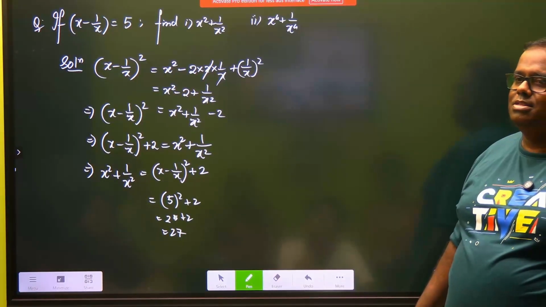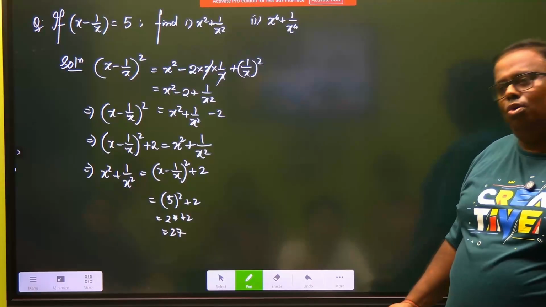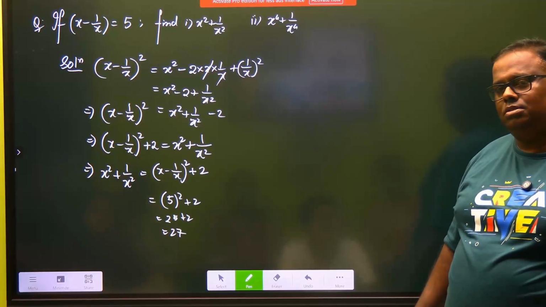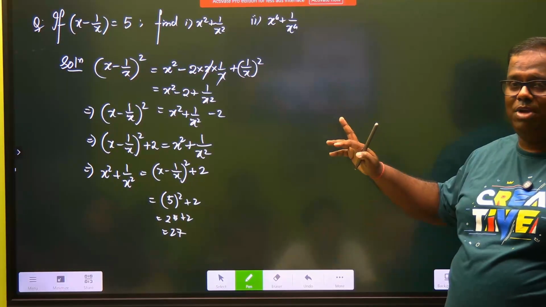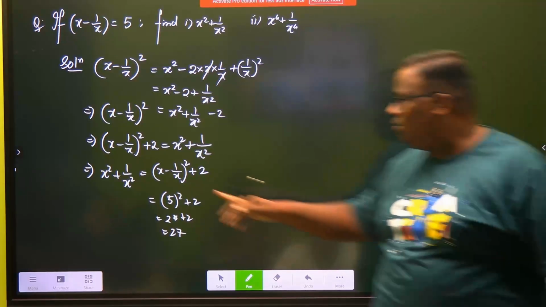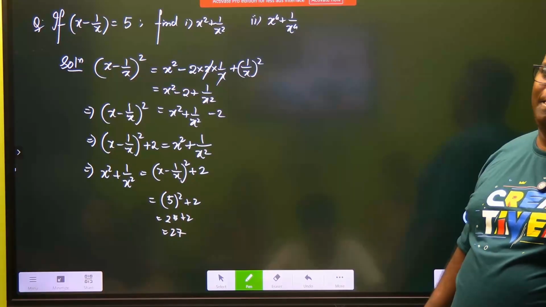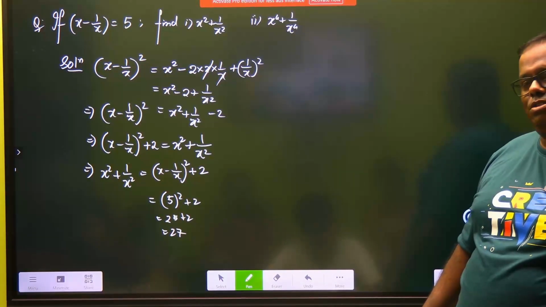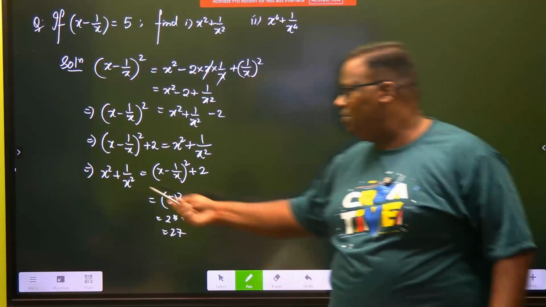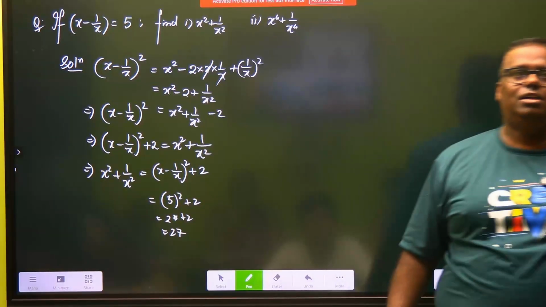X squared plus 1 by x squared whole square. Not x square minus 1 by x. Why not minus? Because you have solved this. If you solve minus also, the answer will come, because solving the minus of this will also give you the answer.